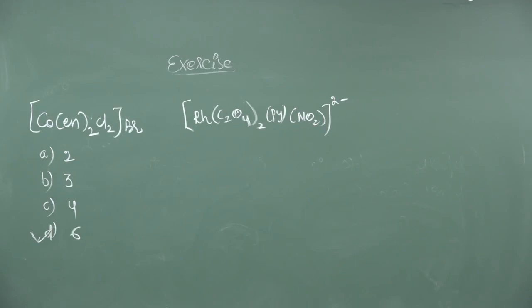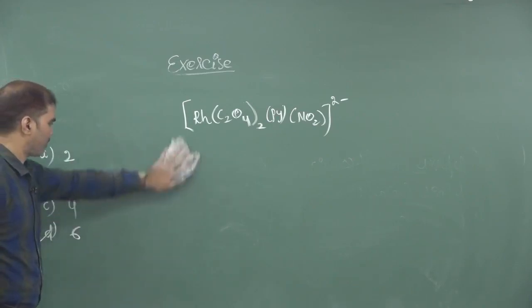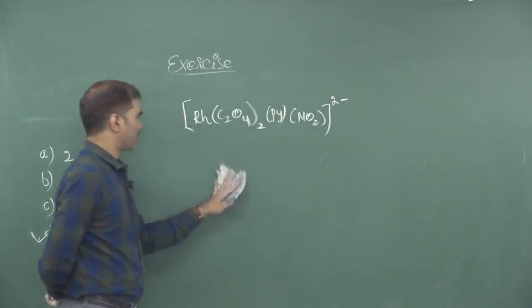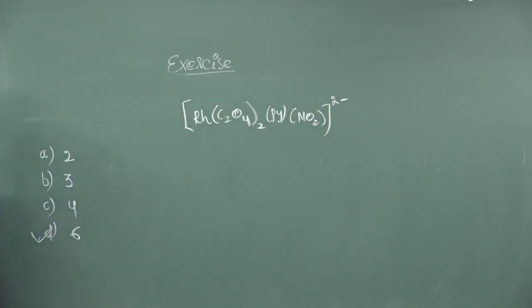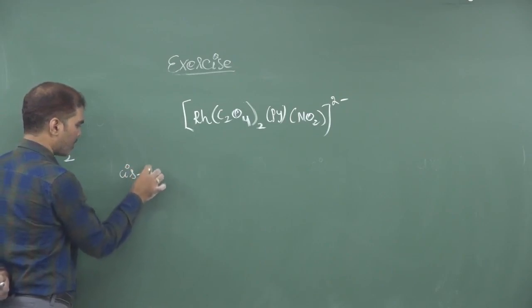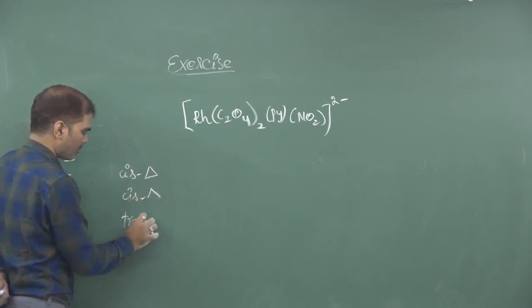How many number of isomers? Two oxalato rings, so you have cis and trans. How many cis? Two oxalato means you will be having cis delta and cis lambda. Trans will also be there.